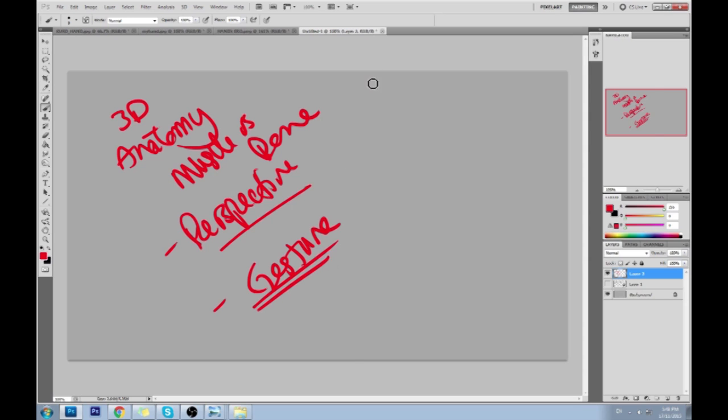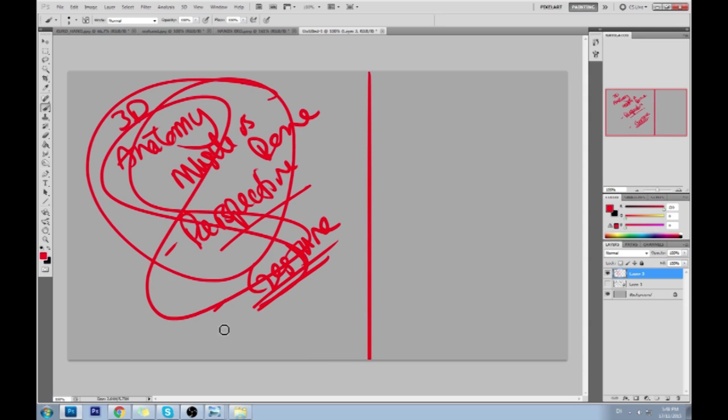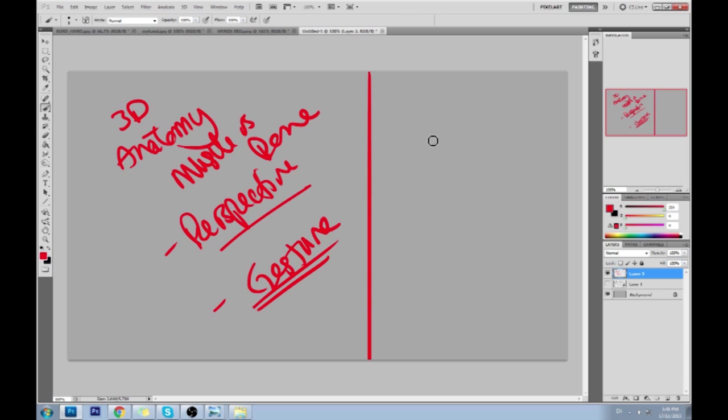Let's talk about technique. This is all knowledge. This is the pool of stuff. Let's organize them in order. The first and most important thing that you do when you draw a hand, you have to draw the gesture. You have to capture the motion.